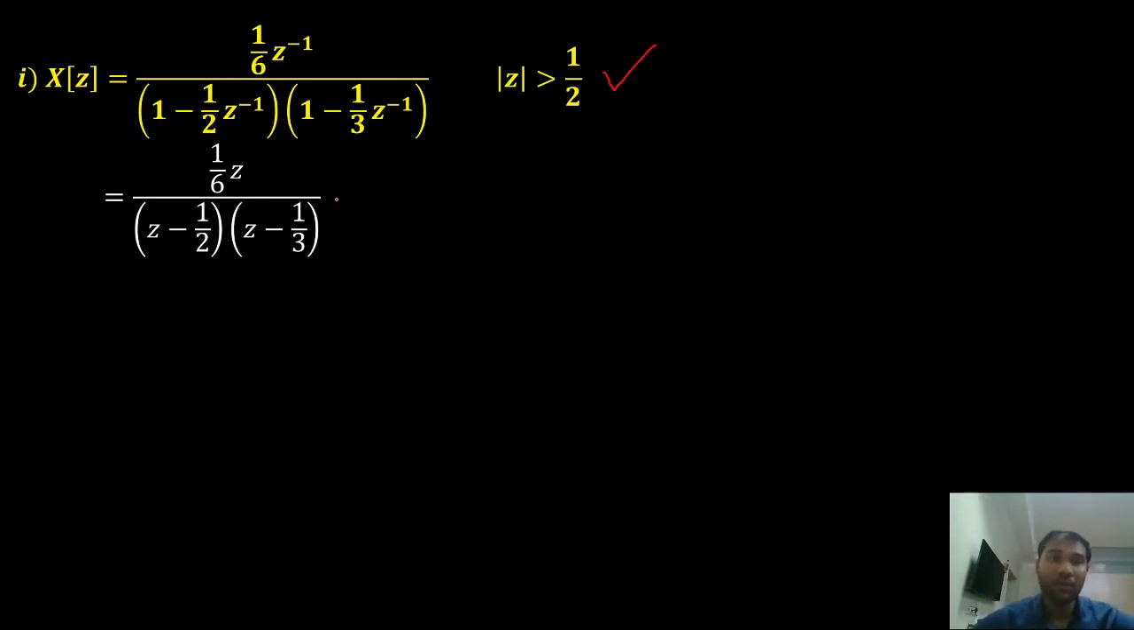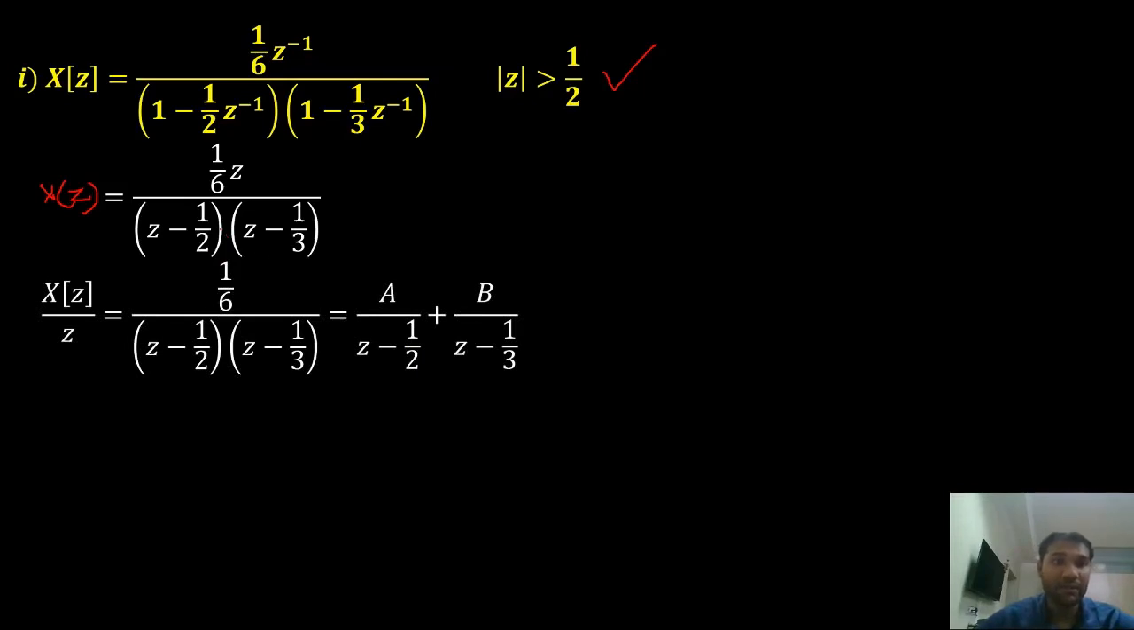Now I'm going to apply partial fractions. So before applying partial fractions, what should I do? I should divide my x of z by z. If I divide it by z, what will I get? I'll get 1 by 6 divided by z minus 1 by 2 multiplied with z minus 1 by 3. Now I will write the partial fractions: A divided by the first factor and b divided by the second factor. Now I'll calculate a and b values.